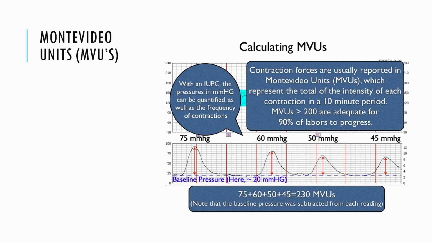To be good, strong contractions, you want it to be between 200 to 300 MVUs. That means we're having strong enough contractions that we should have good labor progression.